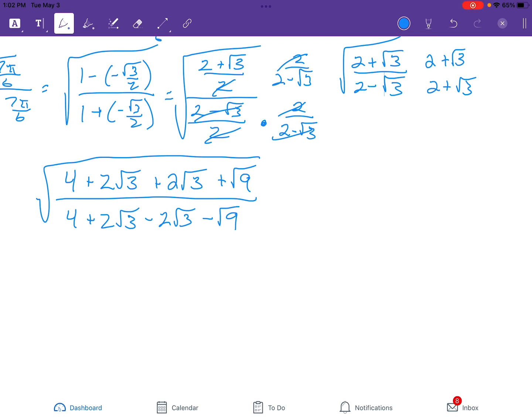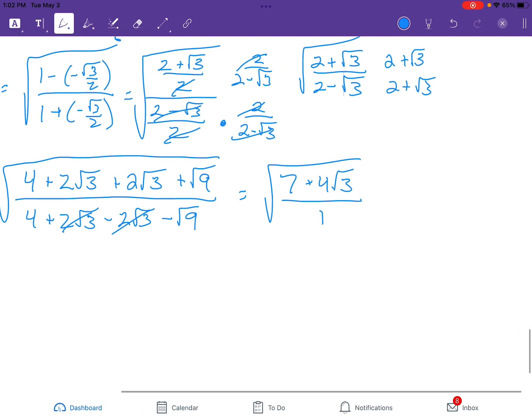We have on the top 4 and the square root of 9, which is 3, which gives you 7. And then the 2 square roots of 3's gives you positive 4 square root of 3. On the bottom, these two terms cancel out. And 4 minus root 9, which is 4 minus 3, gives you 1. All right, the square root of 1 is irrelevant. So our answer is root 7 plus 4 root 3.